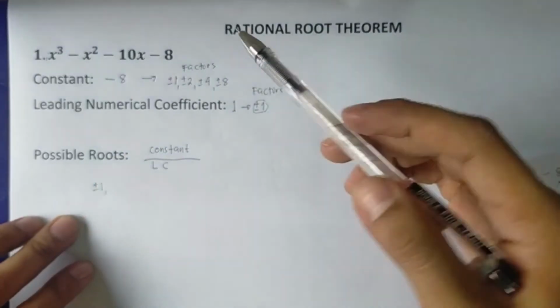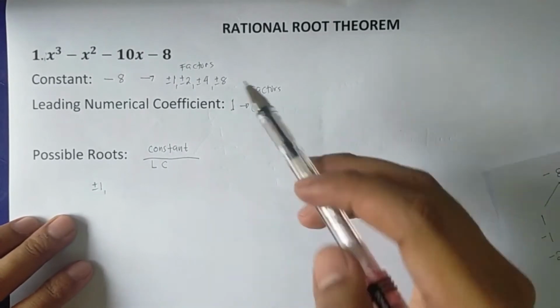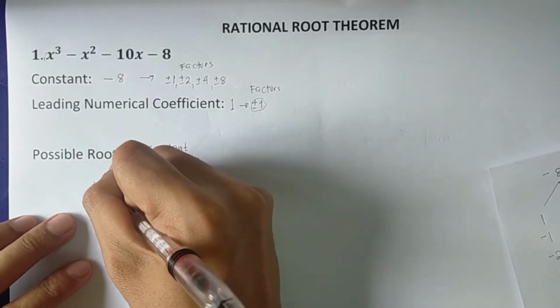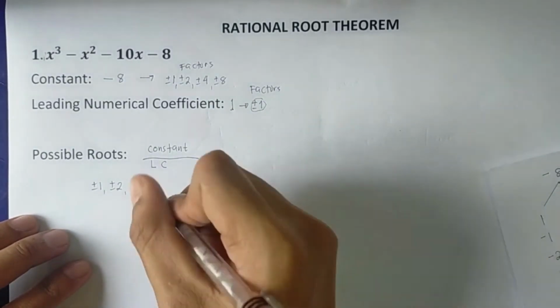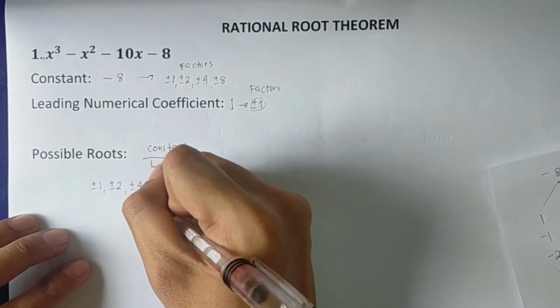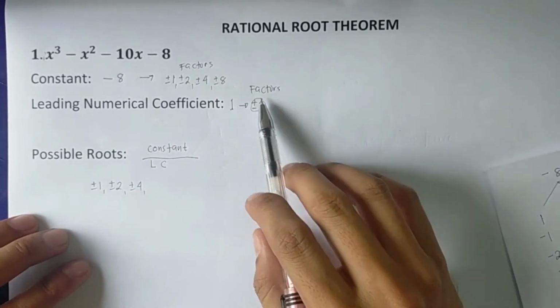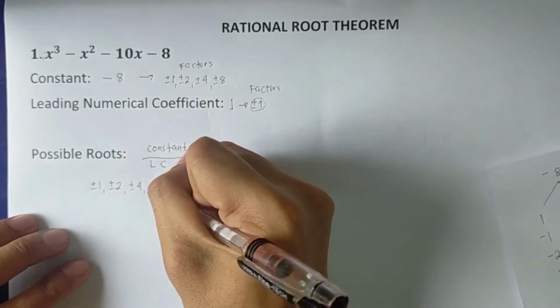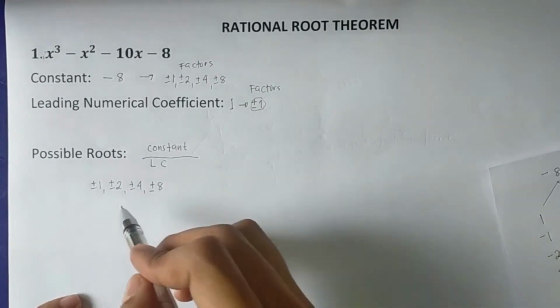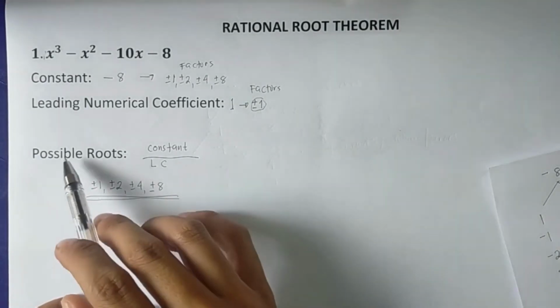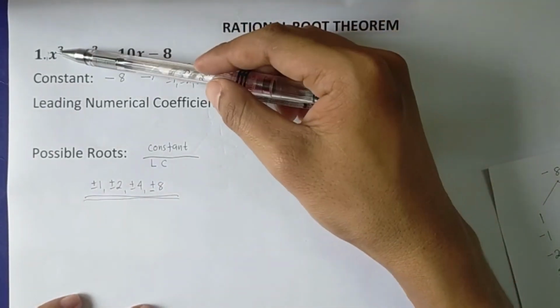Automatic. 2 divided by 1, that is 2. Automatic. Positive, negative 2. 4 divided by 1, that is 4. So positive, negative 4. 8 divided by 1, that is positive, negative 8. These are the possible roots of this given polynomial.